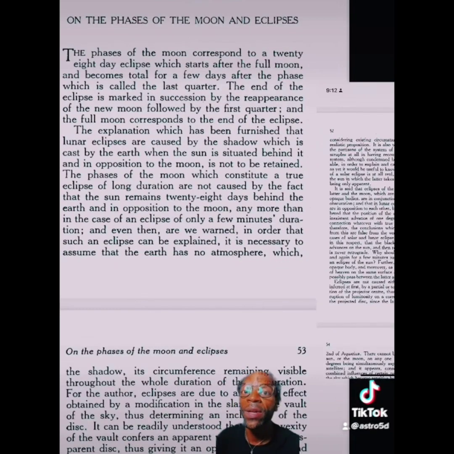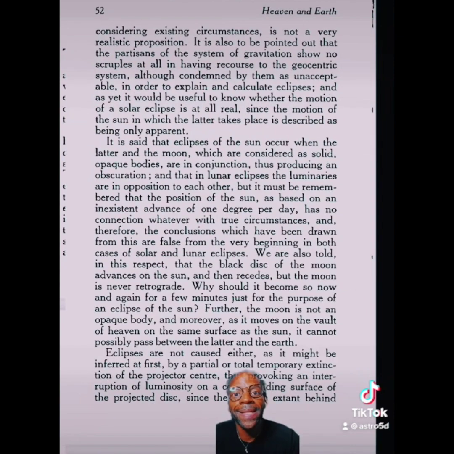Okay, Chapter 8, on the phases of the moon and eclipses. The phases of the moon, which constitute a true eclipse of long duration, are not caused by the fact that the sun remains 28 days behind the earth in opposition to the moon, any more than in the case of the eclipse of only a few minutes duration. And even then, when we are warned, in order that such an eclipse can be explained, it is necessary to assume that the earth has no atmosphere, which, considering existing circumstances, is not a very realistic proposition. Okay, she's spitting bars right here.